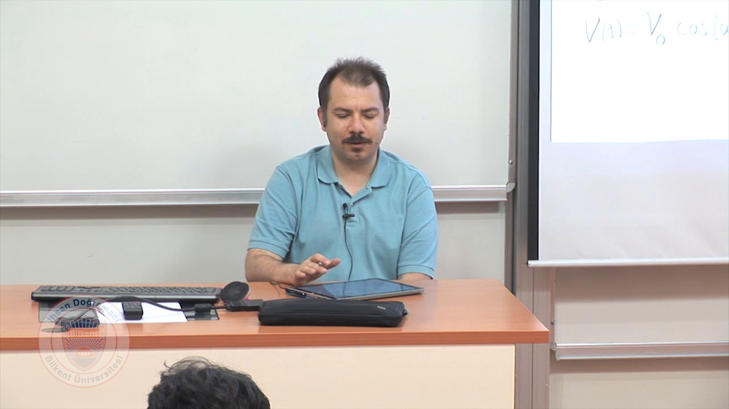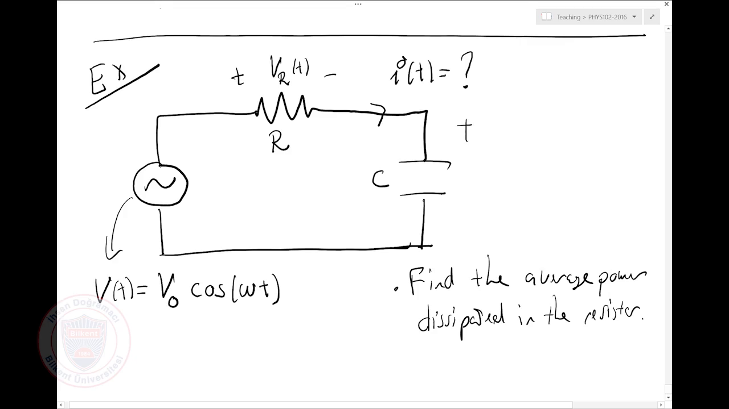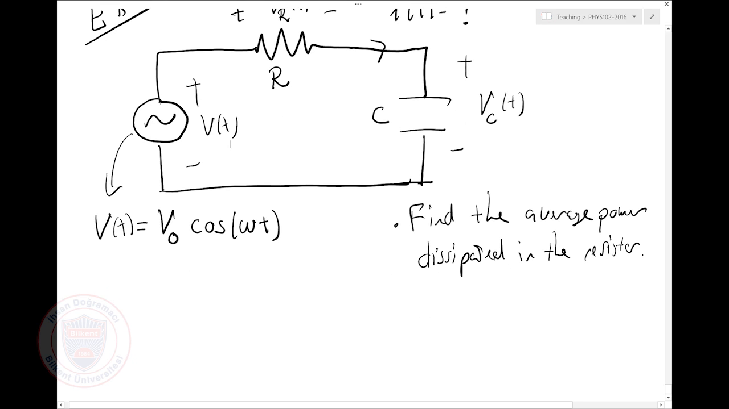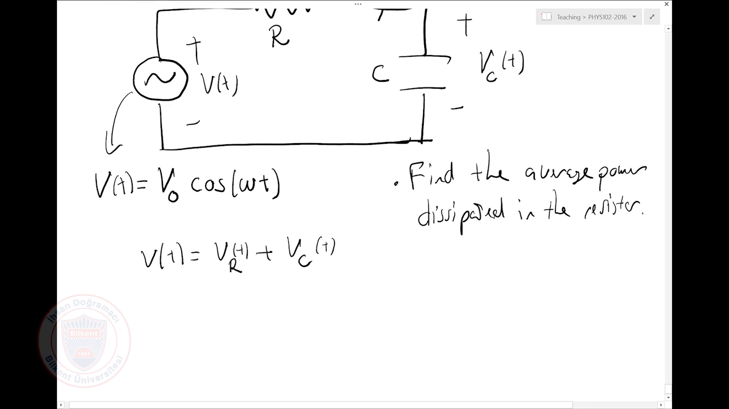Now, how do we do this? First of all, what are my defining equations here? Let's think about it. Here, I'll have some voltage across the resistor, and here I'll have a voltage across the capacitor. And these must add up to V of t, right? So what I basically say is that V of t must be V resistor of t plus V capacitor of t. Good.